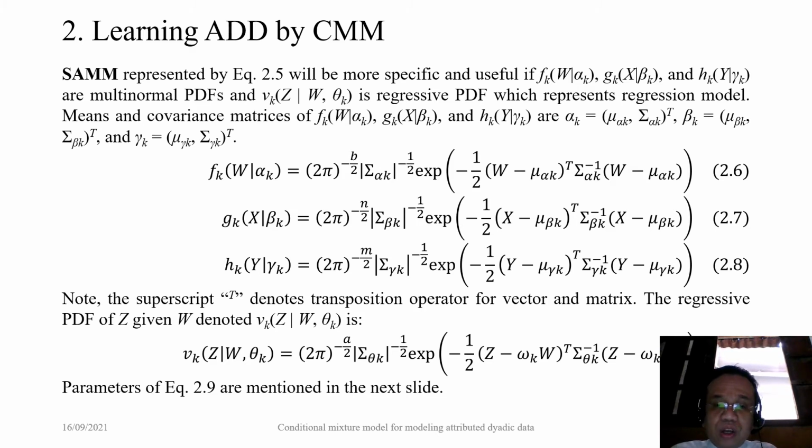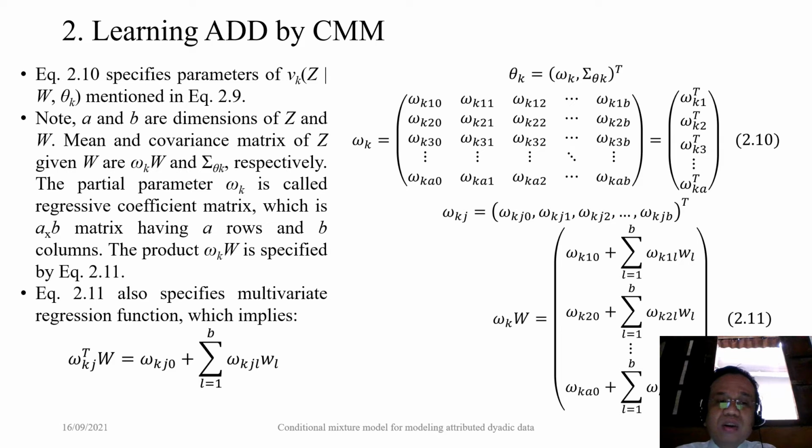Parameters of equation 2.19 are mentioned in the next line. Equation 2.10 specifies the parameter of decay mentioned in equation 2.19. Note that A and B are the dimensions of Z and W. The mean and covariance matrix of Z given W are omega K W and sigma theta K. Equation 2.11 also specifies the multivariate regression function.